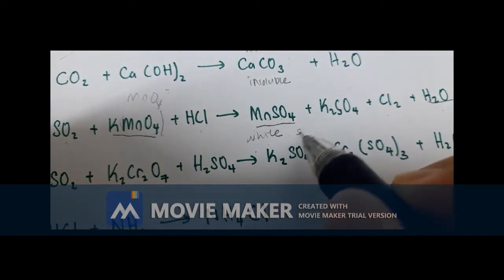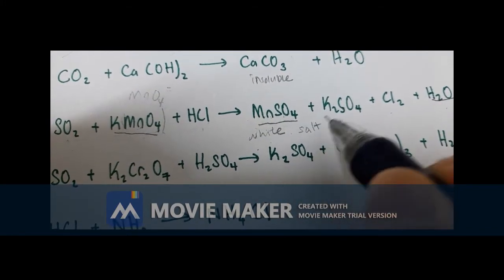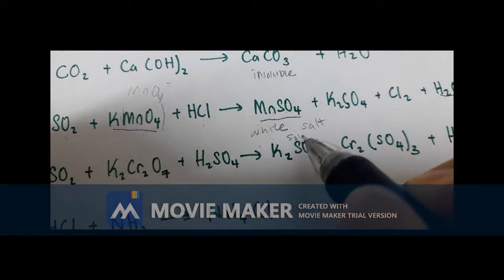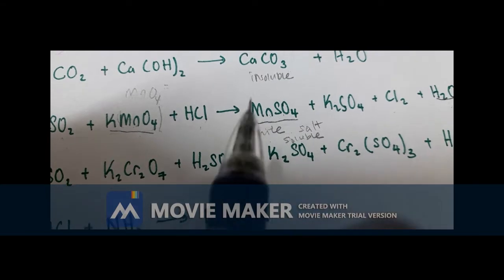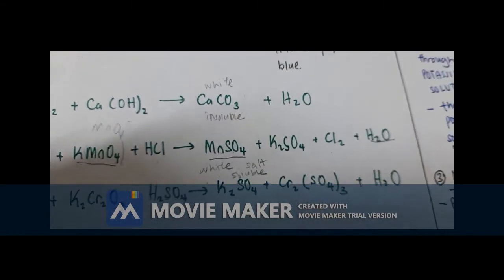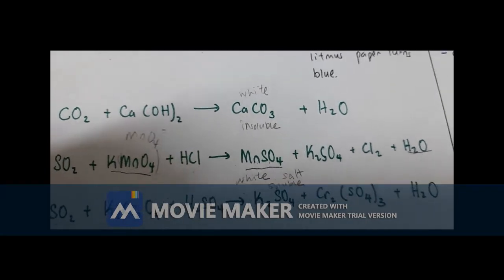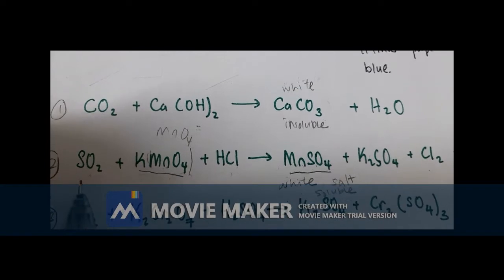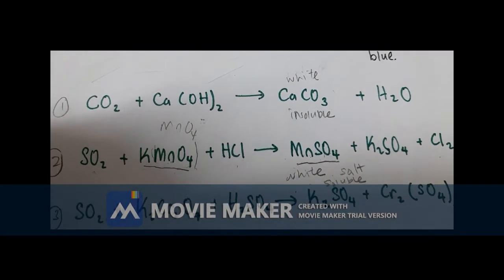That's a white salt, and it's not just a white salt, it's a white soluble salt. So what happens when you try to dissolve a white soluble salt in water? It turns colorless. So that is why the purple solution turns colorless when SO2 is present.